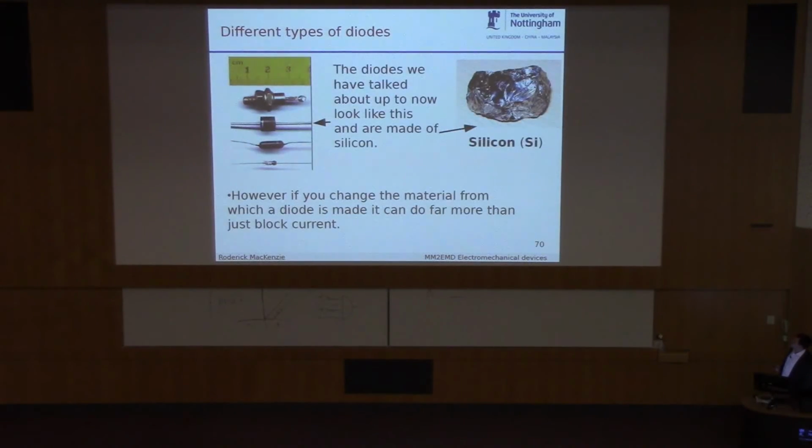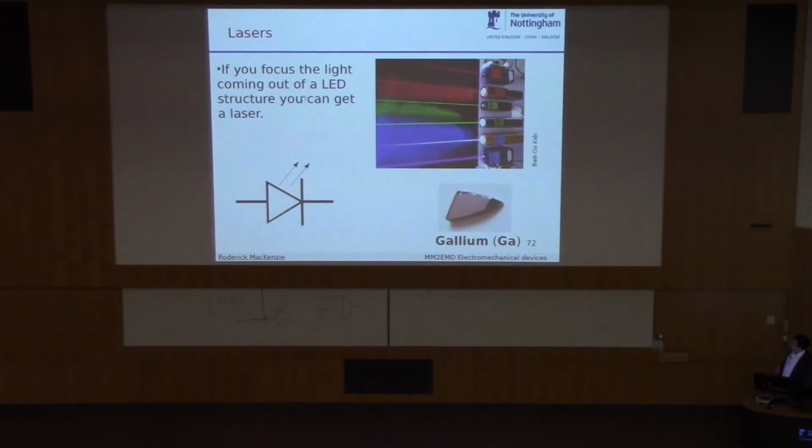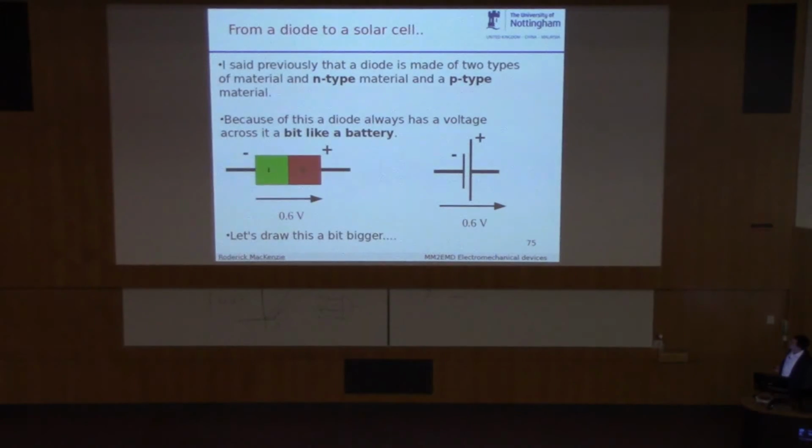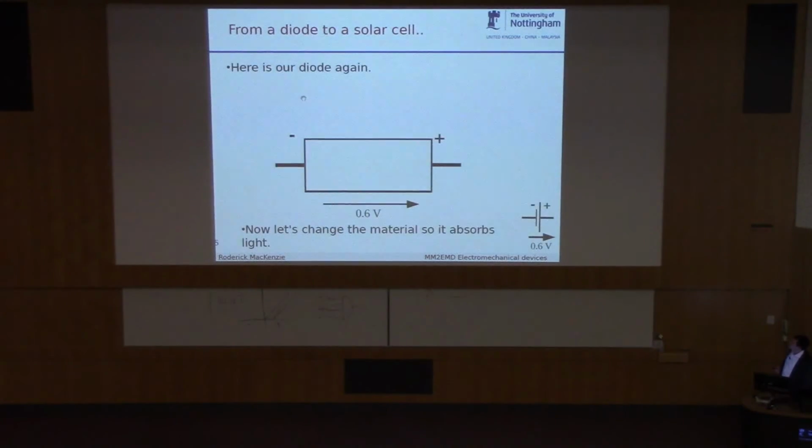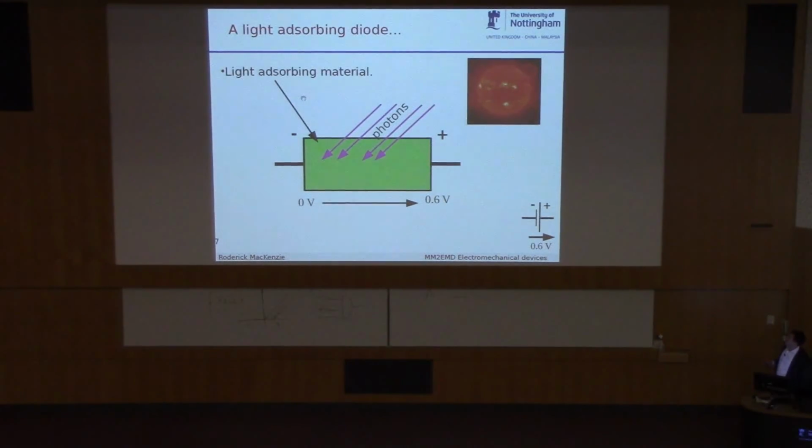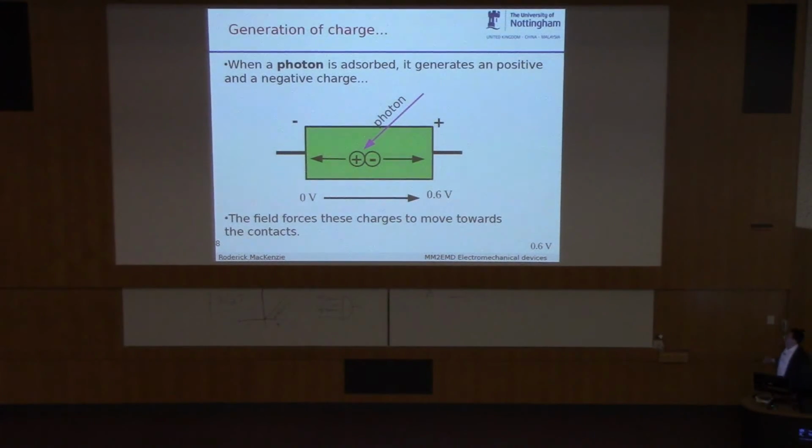We can go and look at solar cells. So if we imagine our diode as a box with a little built-in voltage across it, 0.6 volts, positive on the left, negative on the right, and we stick some photons in, some photons coming from the sun, these photons are going to generate charge. They're going to generate positive charge and negative charge.